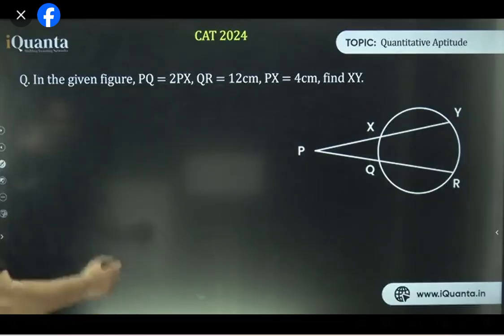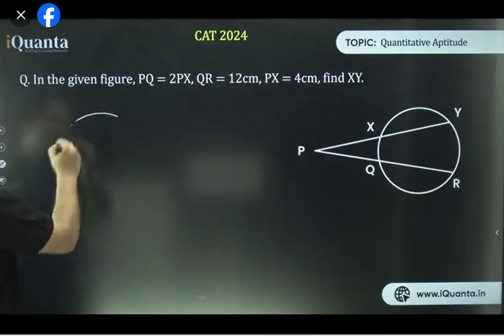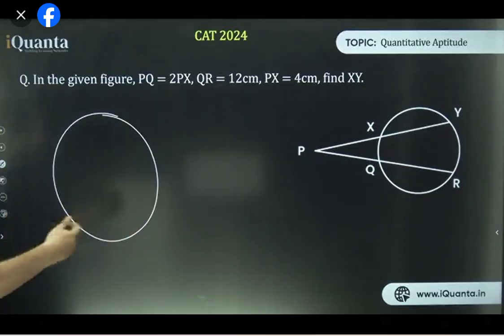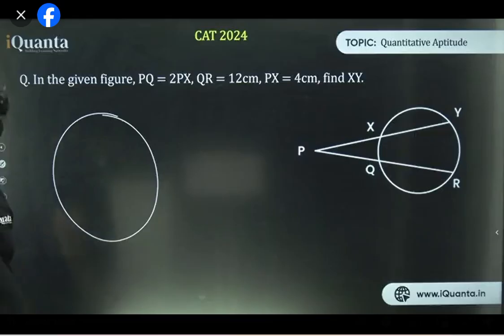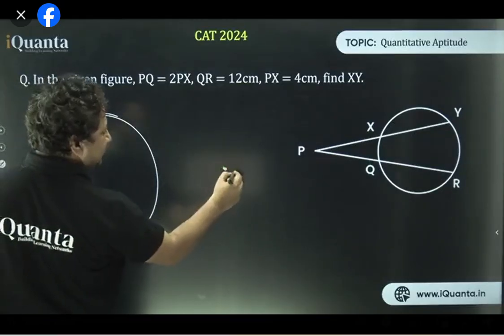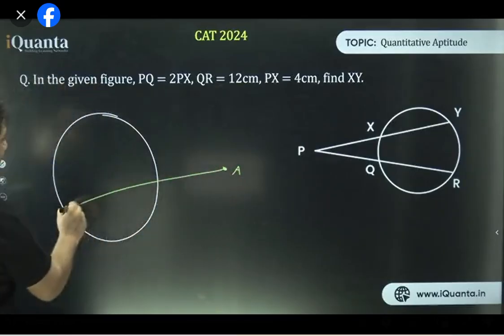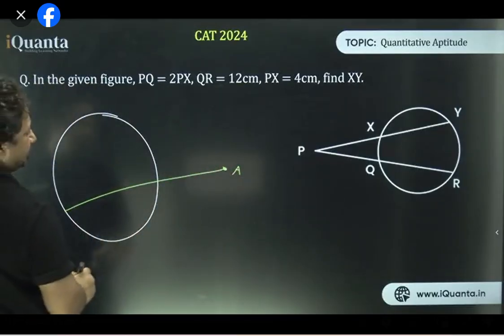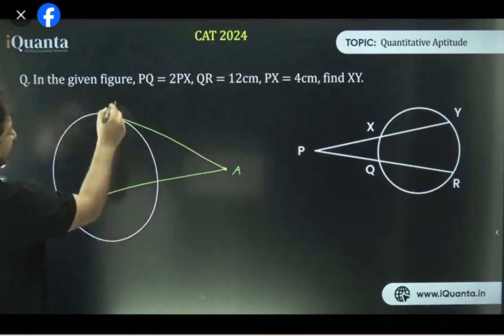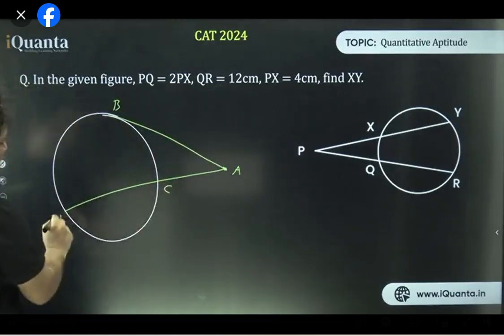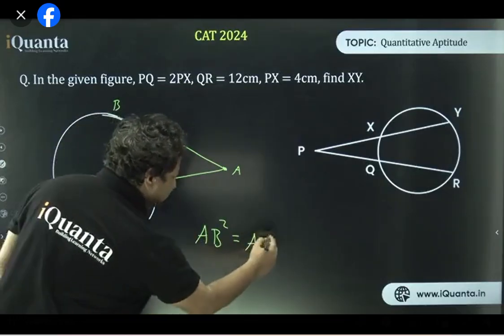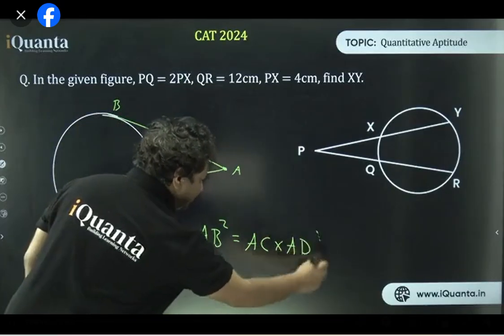Don't worry. Let's learn some properties through questions. Basically, if we have a circle like this and there is a point lying outside this circle, and from this point a tangent and a secant go like this. Let this be B, let this be C, and let this be D. So AB square will always be equal to AC multiplied by AD. Just note this down.